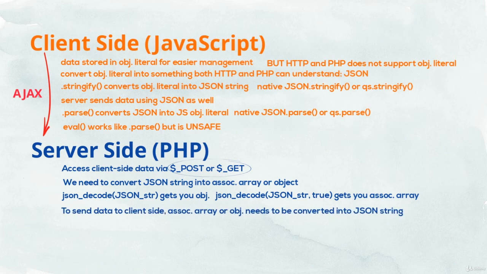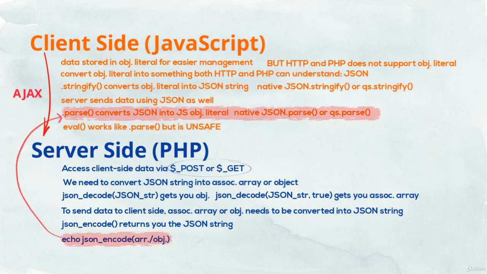To send data to the client side, we need to convert array or object into a JSON string. You need JSON_encode for this job. After you have got the JSON string, all you need to do is to echo it. The AJAX program will fetch the JSON string and send it to the client side, where the parse method will convert it into a JS object literal.